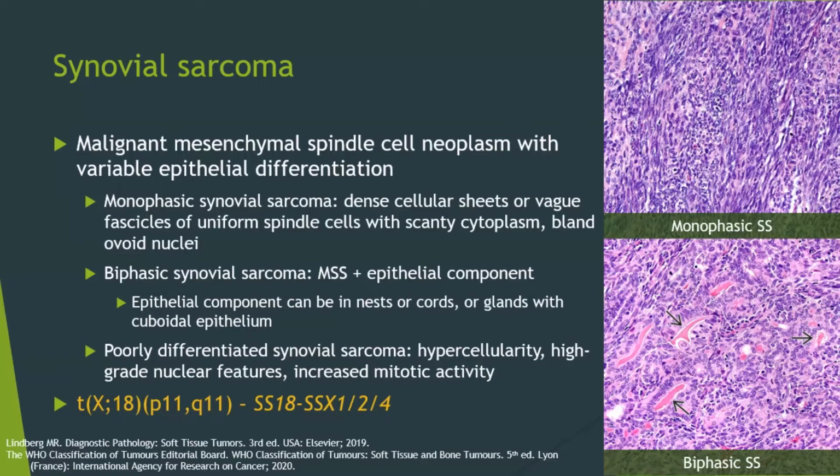And then the third would be poorly differentiated synovial sarcoma, and this one is characterized by hypercellularity, high-grade nuclear features, and increased mitotic activity. All three types, the monophasic, biphasic, and poorly differentiated synovial sarcoma, would have translocations of SS18 to either SSX1, SSX2, or rarely SSX4.